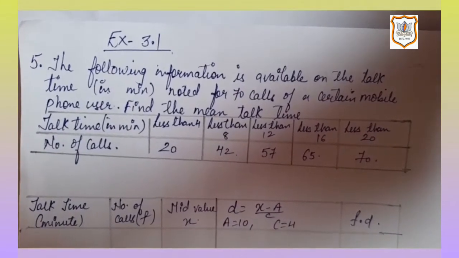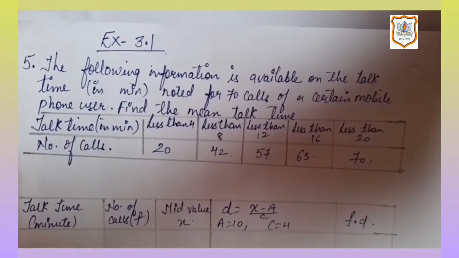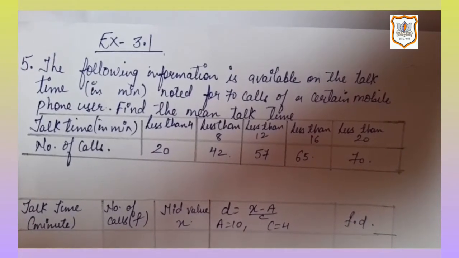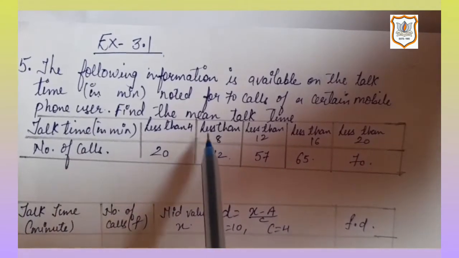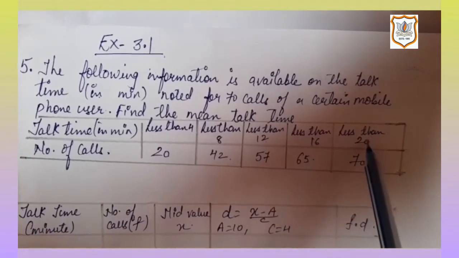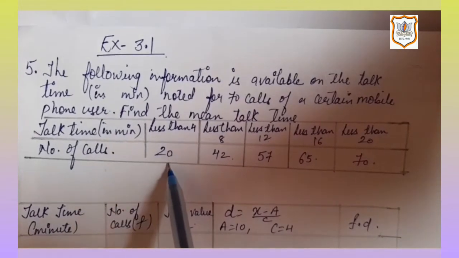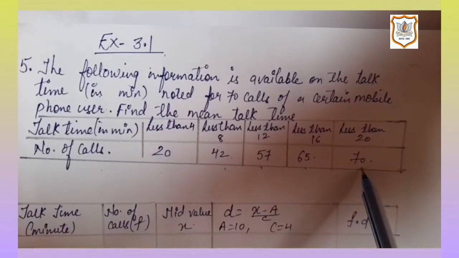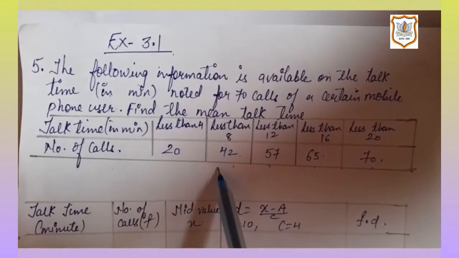Let's read the question. The following information is available on the talk time in minutes noted for 70 calls of a certain mobile phone user. Find the mean of talk time. Talk time is given as less than 4, less than 8, less than 12, less than 16, less than 20. Number of calls, that is also called frequency, is 20, 42, 57, 65, 70. So the given frequency distribution is a less than type cumulative frequency distribution.